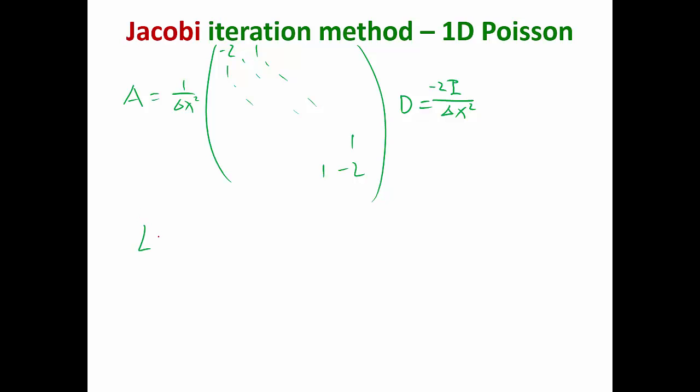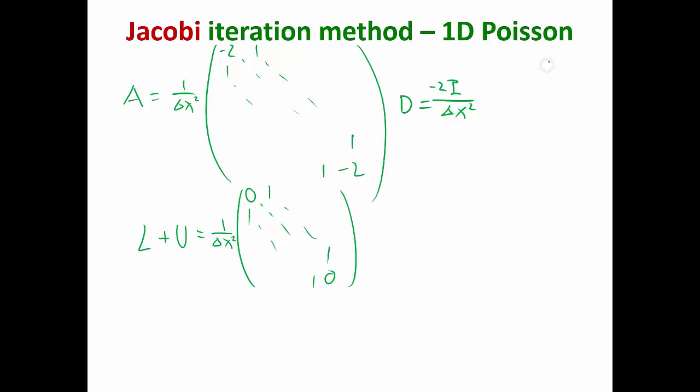Okay, L plus U is equal to 1 over delta x squared. I'm just basically making the diagonal zeros, otherwise the entries are the same, right? And you ask the question, why don't I combine L and U? Here I'll combine L and U.